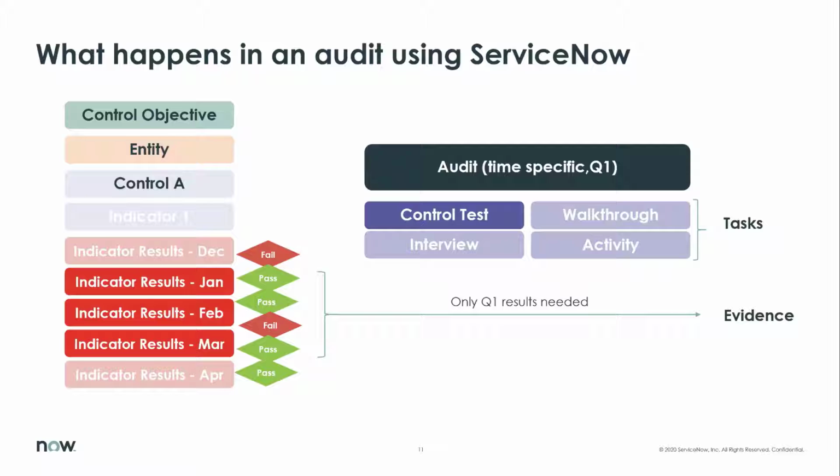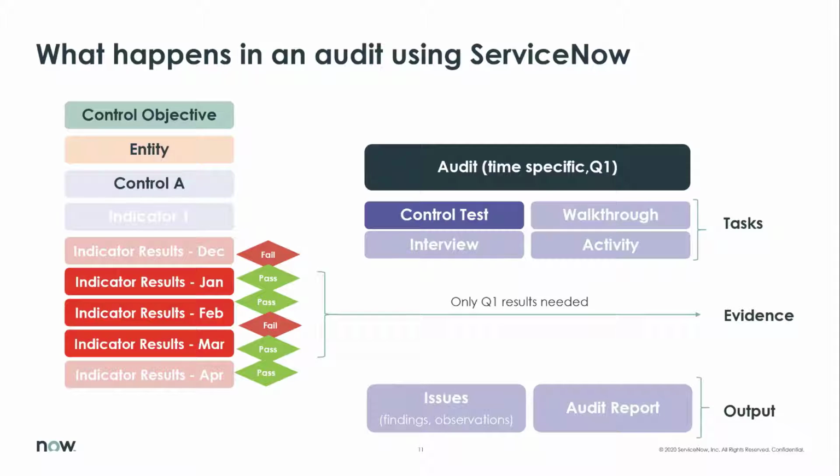So when you set up your audit, basically you're saying a date in the past. In this case, let's just say we are auditing Q1. So when you set up those dates in the audit, it will only pull in the indicator results for January, February, March. You might have more than that, because if you've had GRC for a while, you might have a lot of indicator results. By setting your audit dates, you're only pulling in those indicator results which are pertinent to the period that you're auditing. Then when all the field work is done, essentially you're going to log all your issues, write down any findings or observations that came out of that audit, and then you produce an audit report.